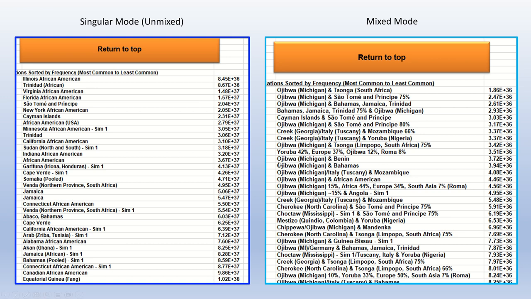The Ojibwe population, folks, some of y'all may be wondering, why is the Ojibwe so strong? And we'll go back and discuss her results as they pertain to the singular mode or unmixed mode here in just a moment. But you may be wondering, why is the Ojibwe popping up so much for someone of mixed Native American ancestry from the southeastern United States?